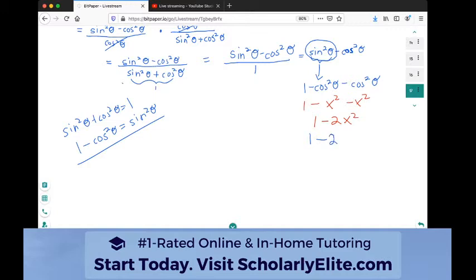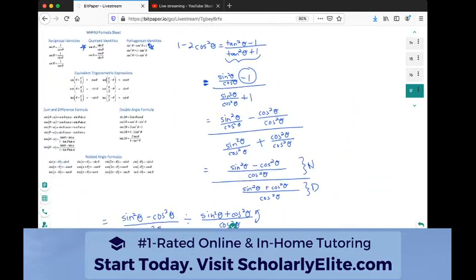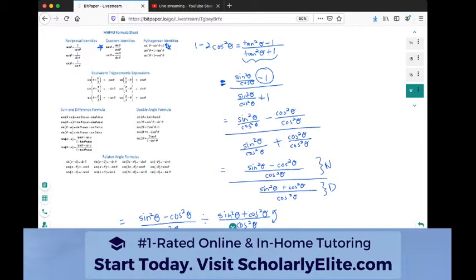We can handle it. 1 minus 2 cos squared theta. And that, my friends, is our final answer. Took a long time to get there, and it took a lot of ridiculous math to get there, but it's not as hard as the question would make you think it is when you take it at first glance.